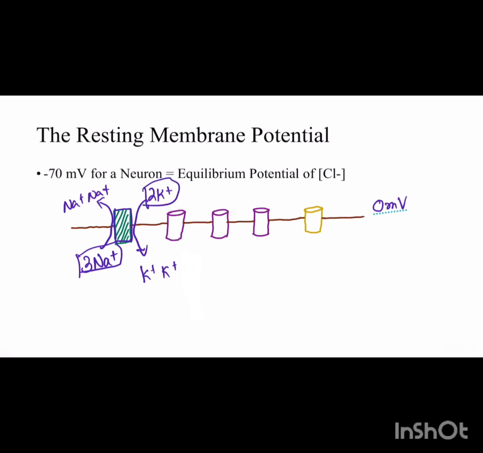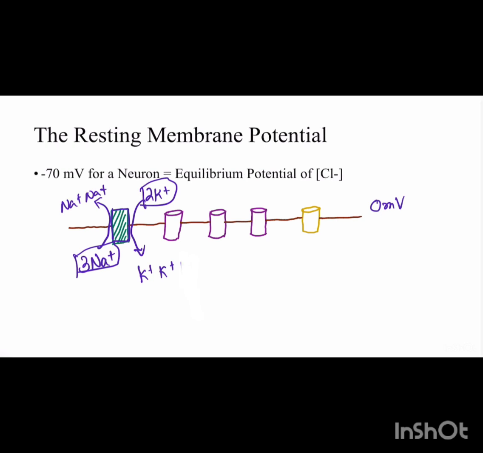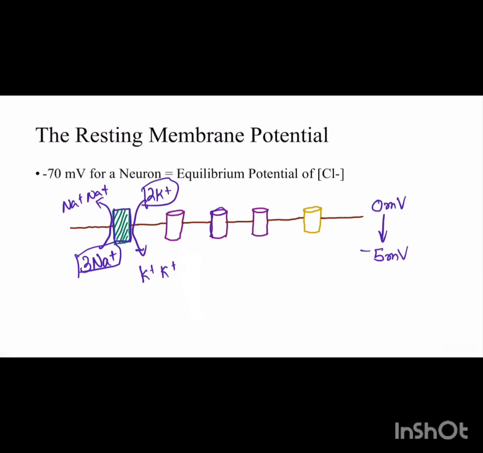So, for 3 positive charges going out, only 2 positive charges are coming in. So, the outside is becoming more positive compared to the inside. This reduces our potential from 0 millivolts to around minus 5 millivolts. Now what happens? There are these channels. These are potassium leaky channels.